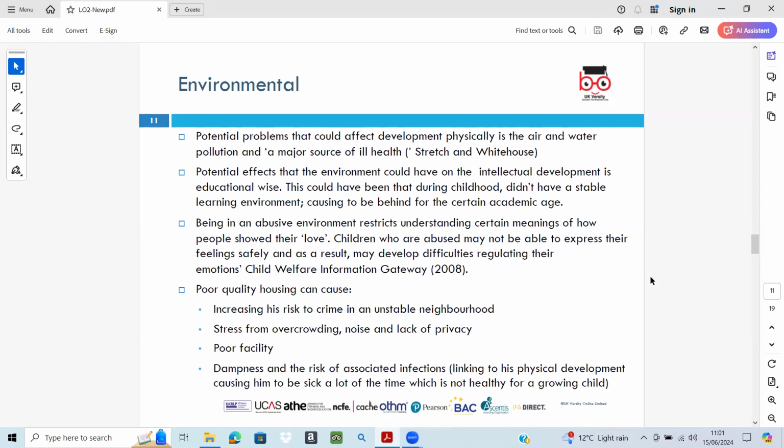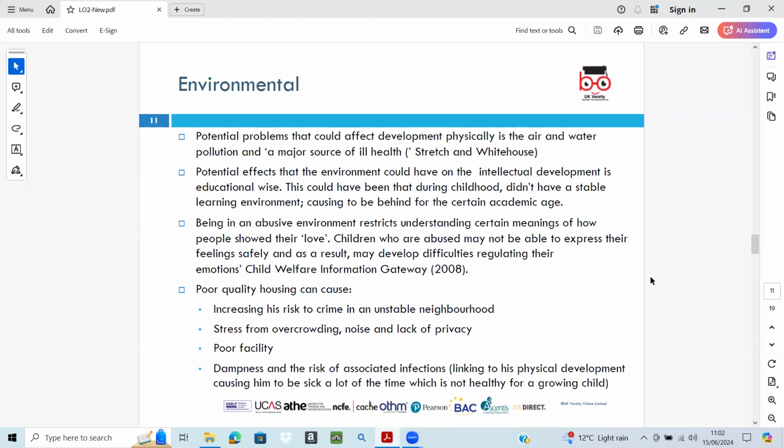Then we have the impact of an abusive environment. Emotional well-being. Growing up in an abusive environment can have a profound emotional effect on a child, impacting their ability to communicate their feelings and regulate their emotions. For example, children experiencing abuse may struggle to trust others, communicate openly, and maintain healthy relationships, ultimately affecting their emotional and social development.